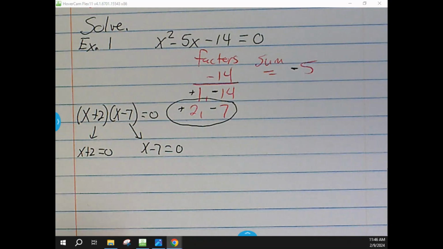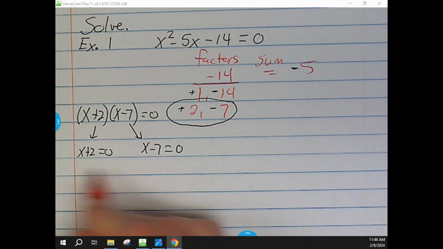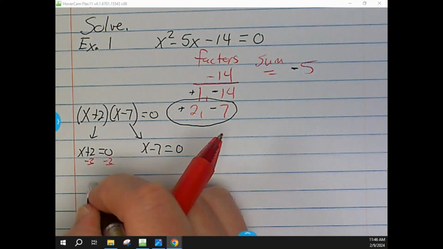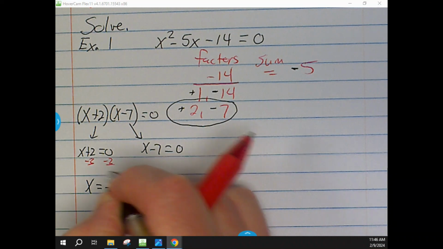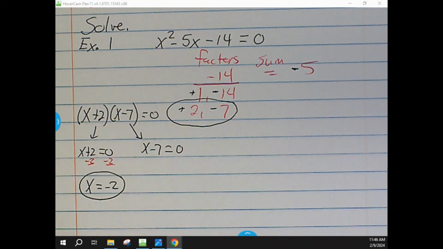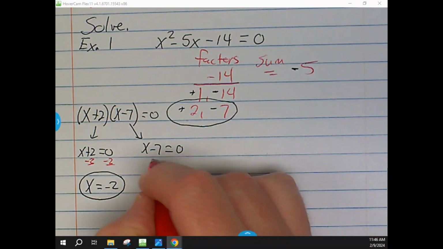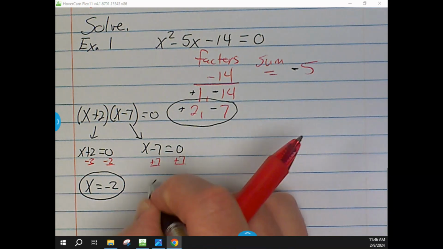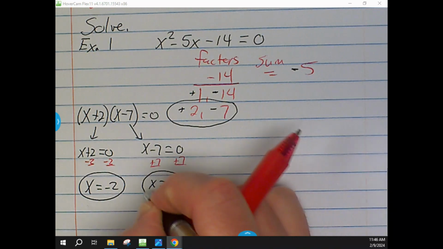Okay, and again, the math on the solving part should be pretty easy, because if it's x plus 2 equals 0, we're just going to subtract 2 from both sides. So we get x equals negative 2. Since it's x minus 7 equals 0, we would add 7 to both sides. So we get x equals 7.